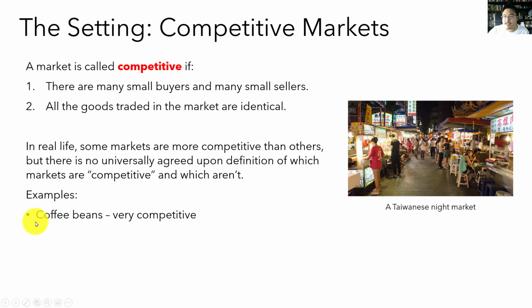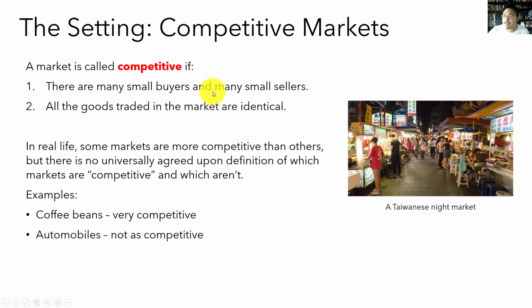We can also think of markets that aren't so competitive. Let's say the market for automobiles. You might think the market for automobiles is pretty competitive, and it is, but it doesn't fully satisfy these definitions too well, because although there are lots of small buyers, the sellers themselves are not that small.